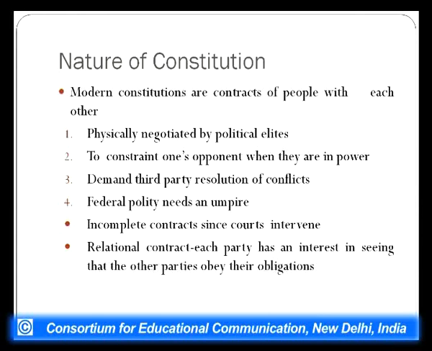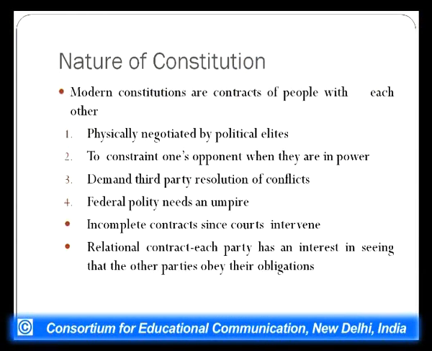The very fact that we talk about we the people talks about people's sovereignty, that people are supreme, and it is them who have been instrumental in formulation of the constitution. So if we look at modern constitutions, these are actual contracts of people with each other. But the people cannot negotiate contracts and they cannot give it a shape. So the first thing that we require are political elites who physically negotiate and give a shape to the contracts of the people. So the political elite is an important consideration.